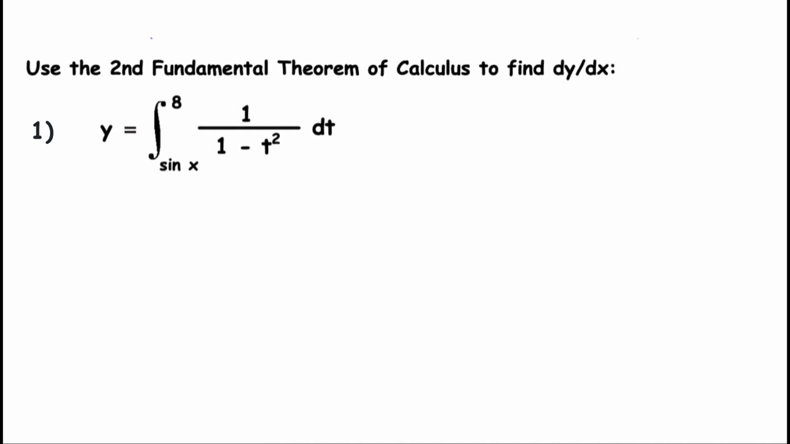Step 1 is replace t with the upper limit of integration. So the 8's going to go in there. And that's going to turn this into 1 over 1 minus 8 squared.